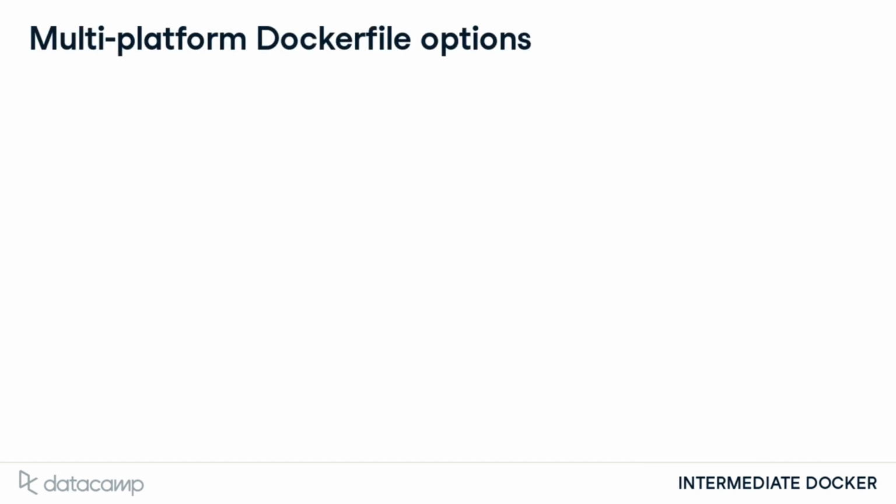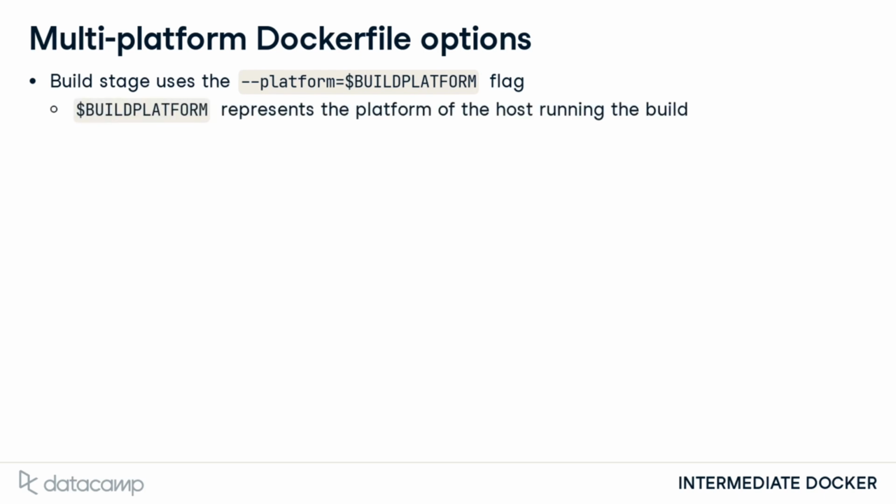Several options are used in Dockerfiles for multi-platform builds that define which container version should be loaded. The first option used with the build stage is the --platform=$BUILDPLATFORM option. $BUILDPLATFORM represents the host platform for running the build. Assuming the base image is available for that platform, it should work automatically on different host platforms.